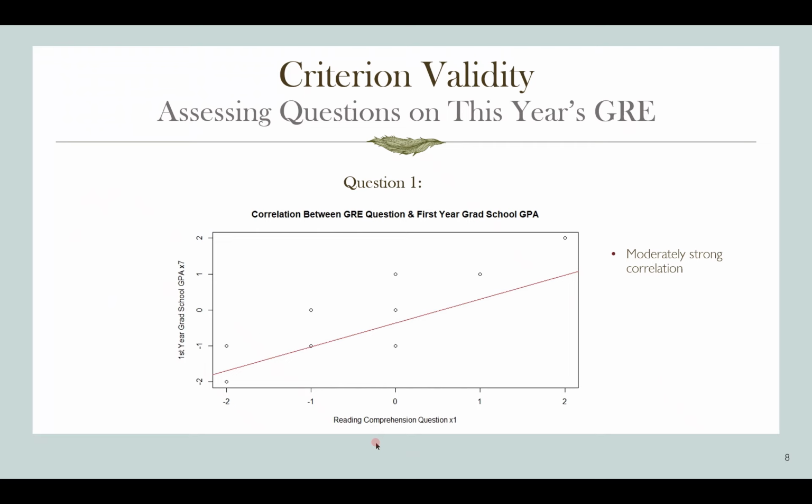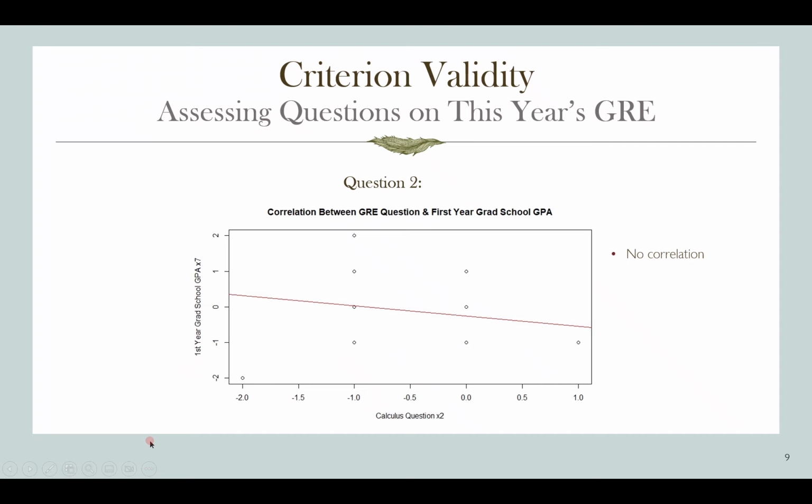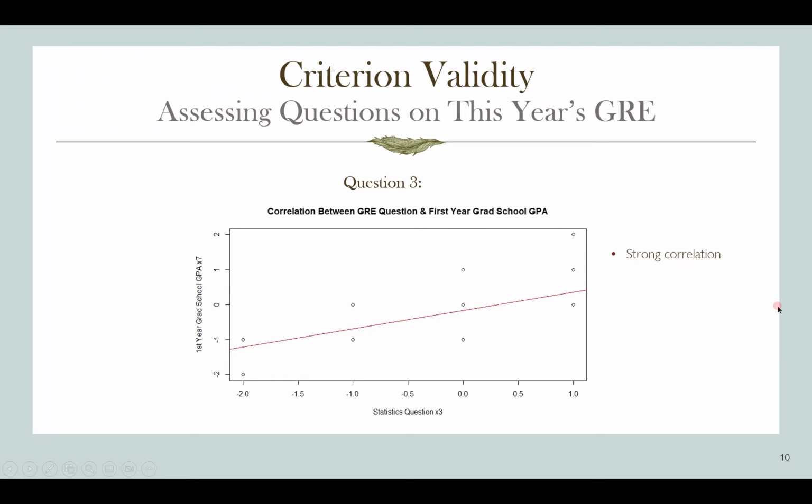Next, we can assess individual questions on this year's GRE. So for instance, we can look at first year grad school GPA and a reading comprehension on the GRE this year and find a kind of a moderate correlation. Or we can look at first year grad school GPA and a calculus question and find no correlation. Or we can look at first year grad school GPA and a statistics question and find a strong correlation. So we could say that performance on the statistics question on the GRE is very correlated to first year grad school GPA.